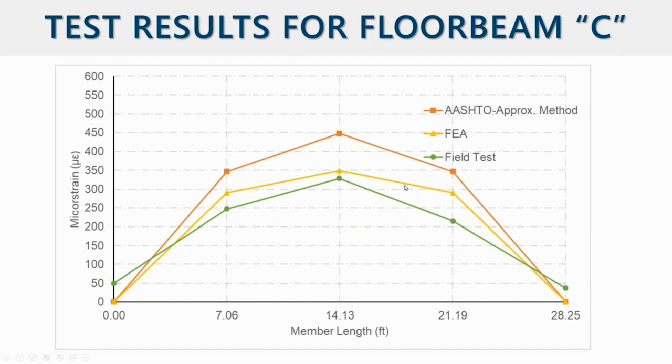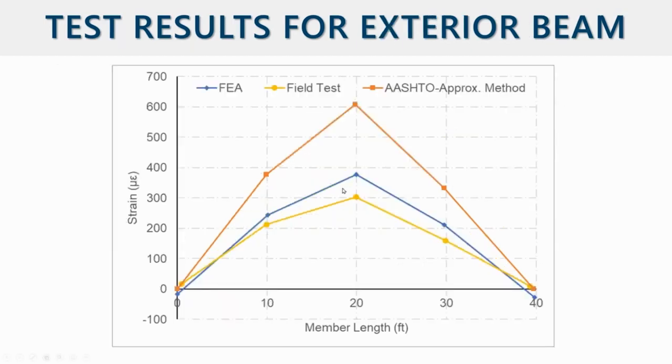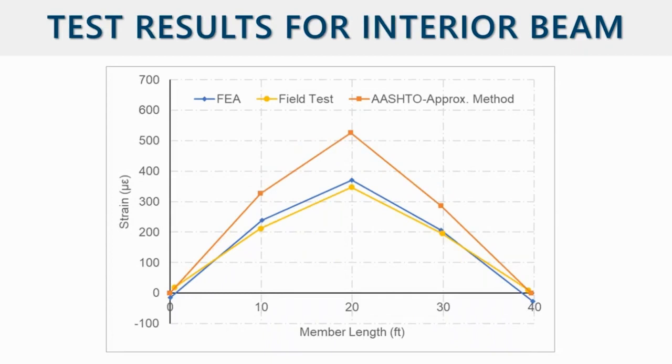Same thing for floor beam C, which is the intermediate floor beam. Again, the maximum is the BrR result from the AASHTO equation, and then finite element and the field test. This is the result for the exterior beam. For the exterior beam, you can see there's a large difference between the field test and the AASHTO code. I think the main reason is the barrier. The barrier adds quite some stiffness to the exterior beam, but that's usually not taken into consideration when you do the structural analysis. Then for the interior beam on the approach span, you can see again the same trends.